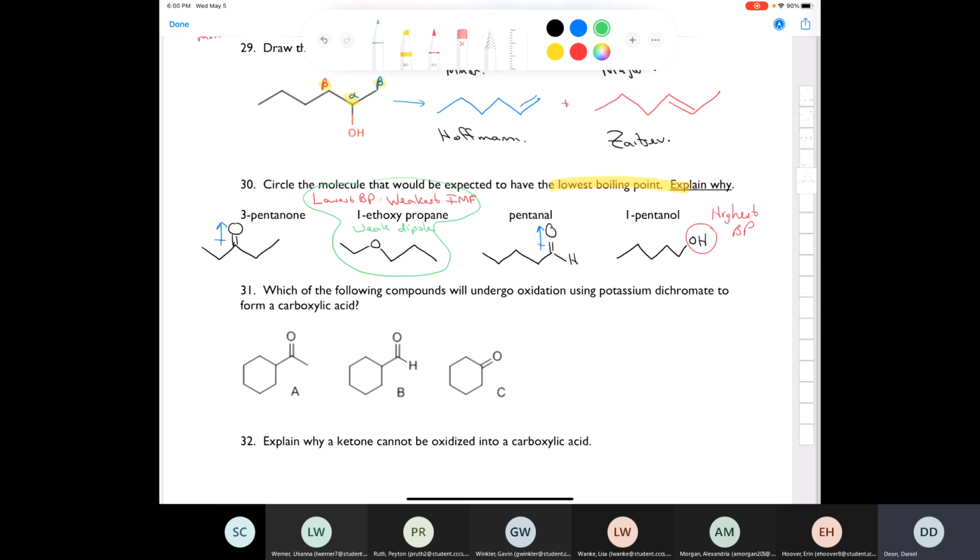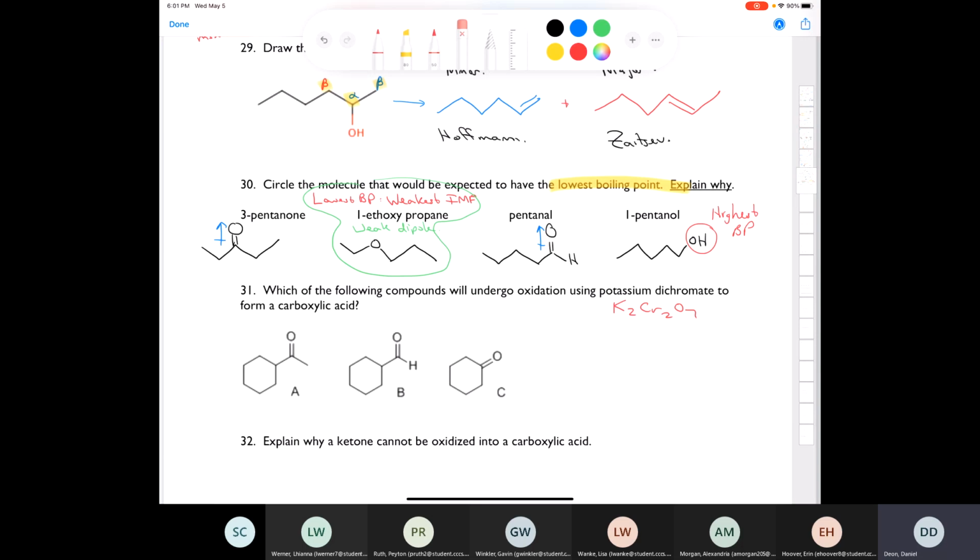All right. Number 31, which of the following compounds will undergo oxidation with potassium dichromate to form a carboxylic acid? You don't even have to memorize the formula of potassium dichromate, which is K2Cr2O7. It's just a strong oxidizing agent. There's no way that we can oxidize this, is there? We can't oxidize a ketone. Ketones don't undergo oxidation. There are situations where they can, but it's not covered in our class.